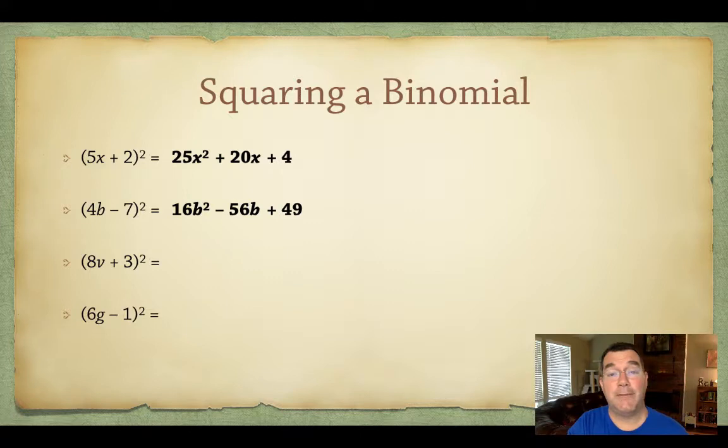For the third example, if I square 8v, I'm going to get 64v squared. If I multiply the 8v times 3, that's going to give me 24v. And if I double that, I get 48v. And then 3 at the end squared would be 9. So that's the answer to the third one.